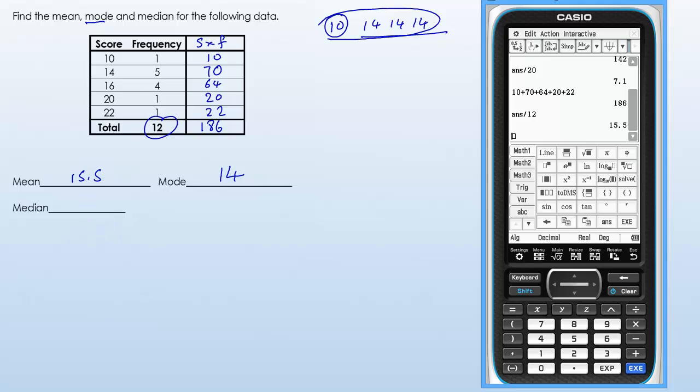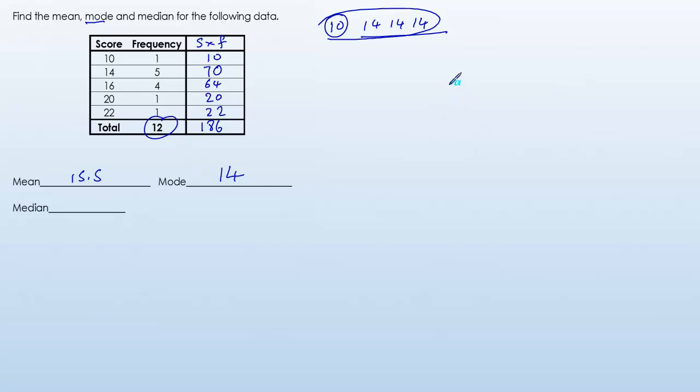So it's just the median left to do. Now we can see there's 12 pieces of data, so if we do our calculation of 12 plus 1 divided by 2, that gives us 6.5. That means we need to be between the 6th and 7th pieces of data.